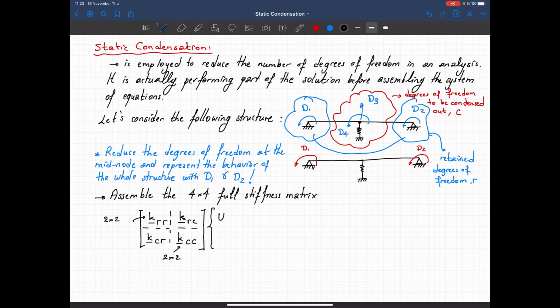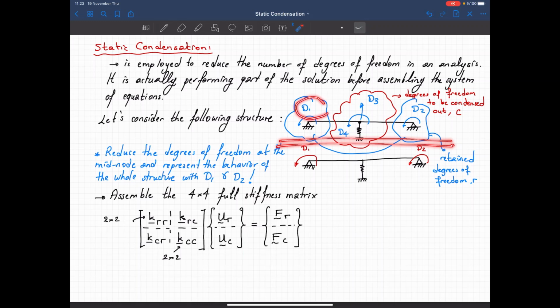Here I have the displacements corresponding to the retained degrees of freedom, displacements corresponding to the condensed degrees of freedom, and that's equal to forces: unbalanced forces applied to the retained degrees of freedom and unbalanced forces applied to the condensed degrees of freedom. Okay, so I have written the full stiffness matrix, full equilibrium equations for this structure, but I first number the ones that I want to keep and then number the ones that I want to condense out. I obtain the following equilibrium equations, and I can partition these equations into 2 parts. At the top I'll see the retained ones, and at the bottom I have the condensed ones. Okay, now let's do the multiplication.